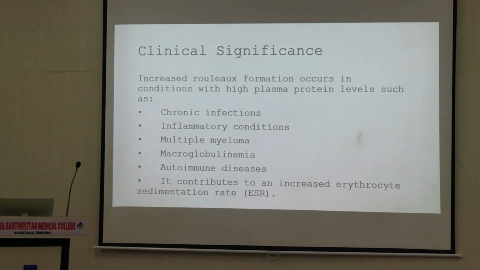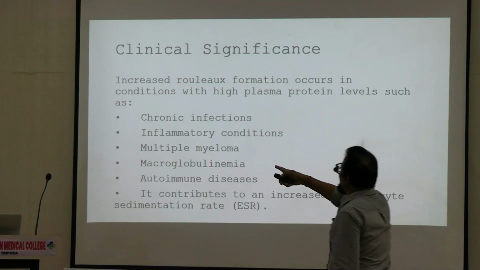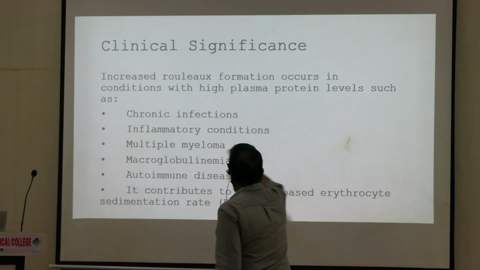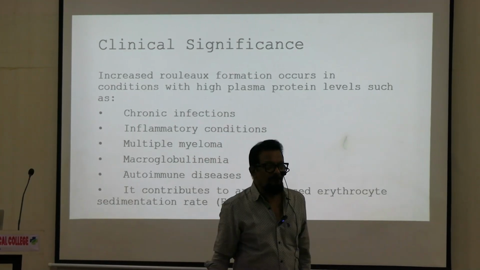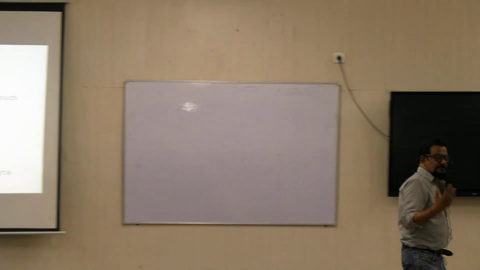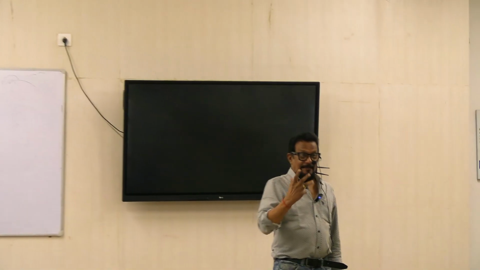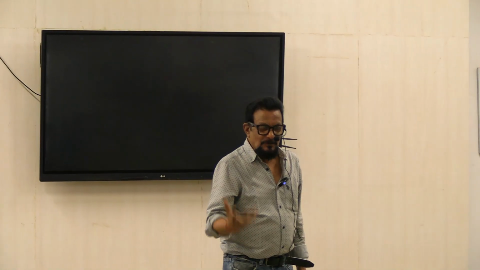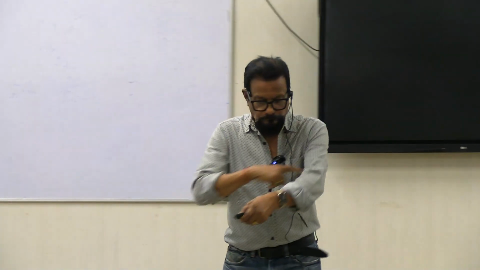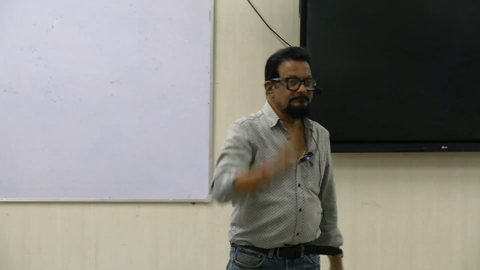Clinical significance of rouleaux formation: in various conditions, be it acute or chronic, there will be rouleaux formation, such as in inflammatory conditions. There are different stages of inflammation. Inflammation is a process by which we prevent pathogens from damaging our body. And there are various inflammatory reactions. First, the area will become red.